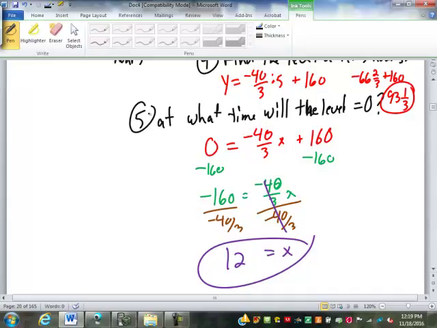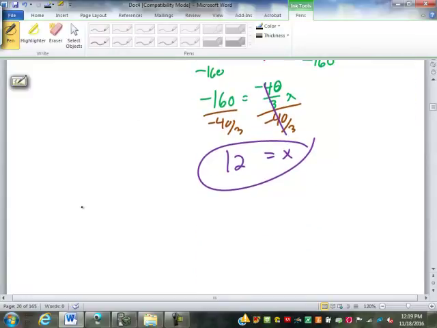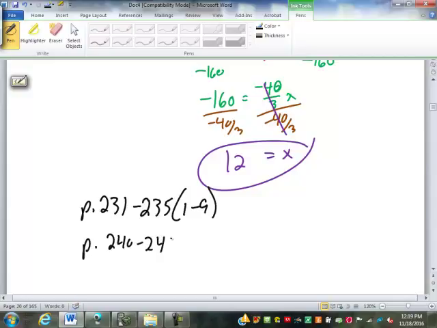Okay, we are out of time. So the stuff that is new from today, page 231 to 235, 1 through 9, and page 240 to 241, 1 through 21, the odds.